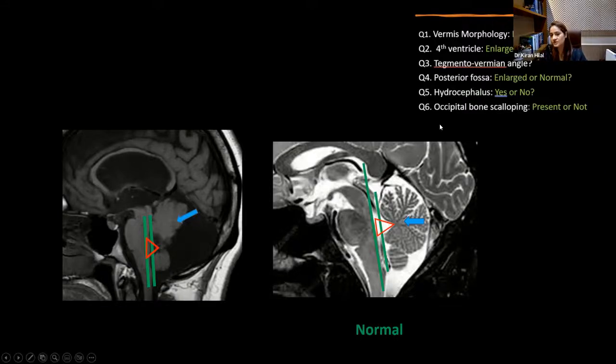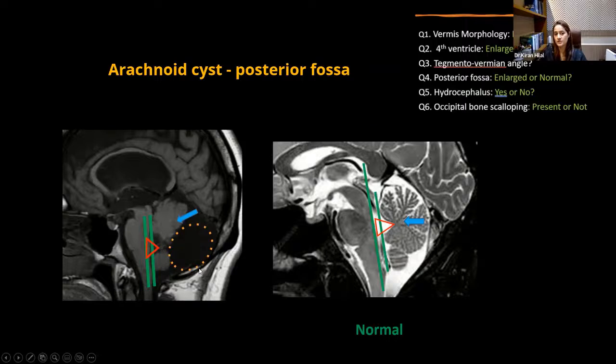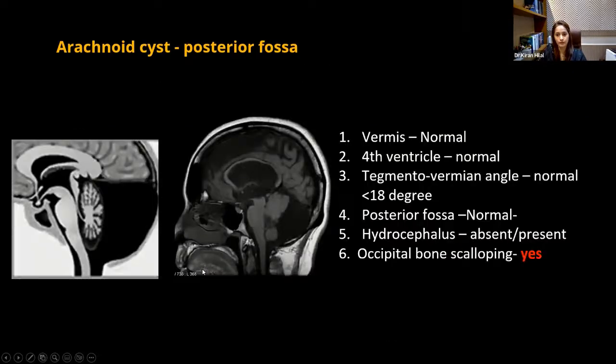And your last question, occipital bone scalloping. Now compare this black bone with this bone. So you can see the thinning. So all the questions are negative except the hydrocephalus, the cystic structure, and the scalloping of bone. This area I'm talking about. So it is making the diagnosis of arachnoid cyst in the posterior fossa.